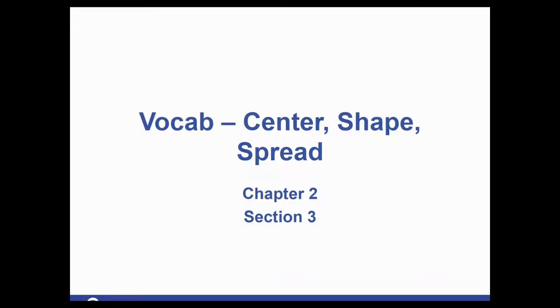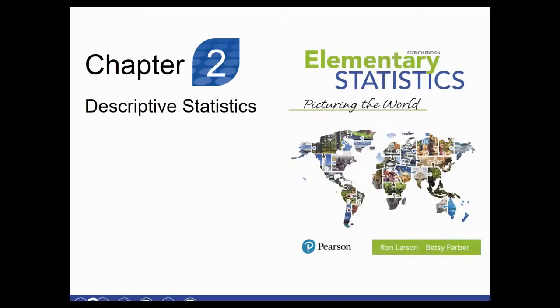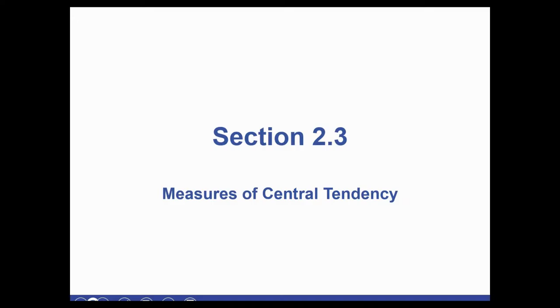Vocab, center, shape, and spread. This is coming from Chapter 2. Measures of central tendency.